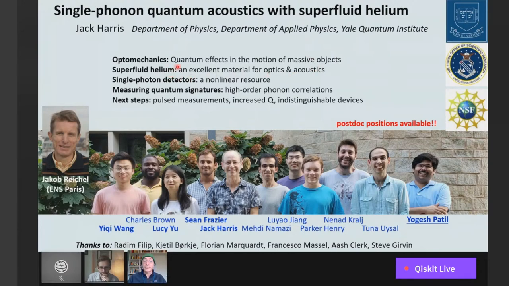I'll describe why superfluid helium is a really outstanding material in which to study these effects. And I'll describe how single photon detectors, even though what we're interested in is motion, vibrations, and eventually phonons, are a really super useful resource for us in these experiments. I'll describe how we use them to measure the motion of a relatively macroscopic object as it vibrates, and particularly how we use our single photon detectors to measure the phonon-phonon correlations in the mechanical devices. And at the end, I'll talk about some interesting next steps.